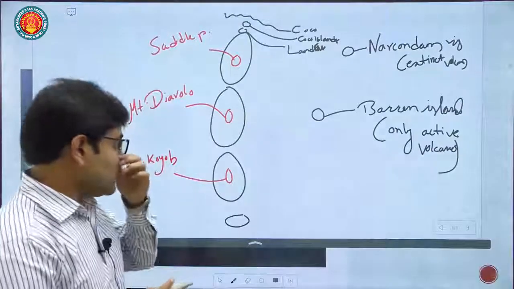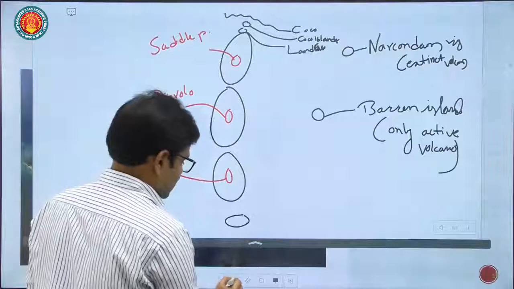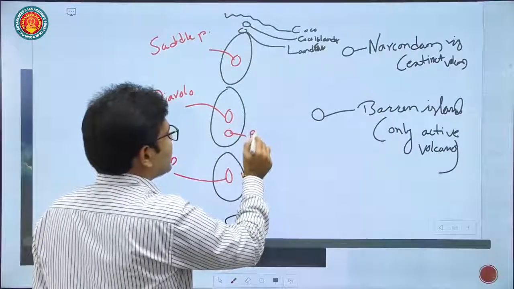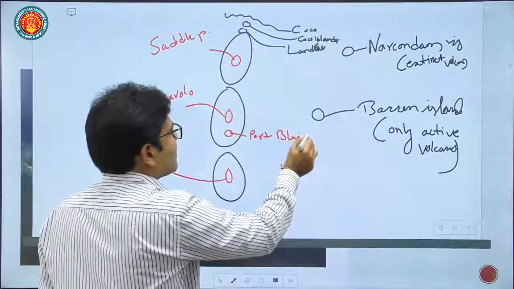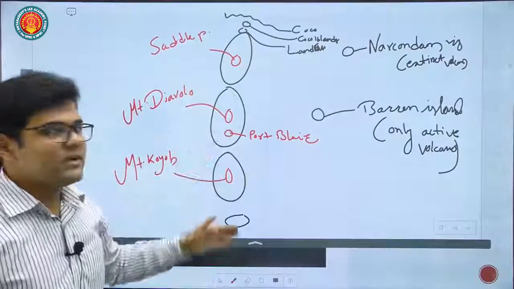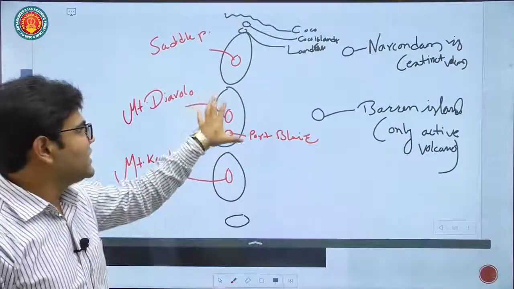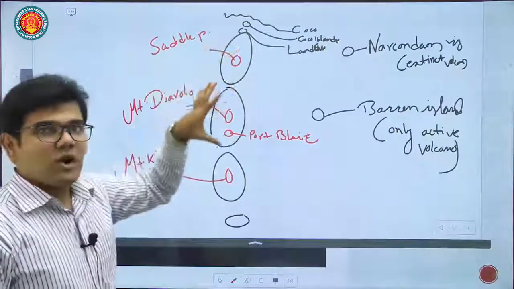Then the capital of Andaman and Nicobar is located here in the Middle Andaman. Capital is Port Blair. Then in terms of area, the largest island is Middle Andaman. Fine, largest island is Middle Andaman. Tallest mountain, Saddle Peak, is present in the North Andaman.